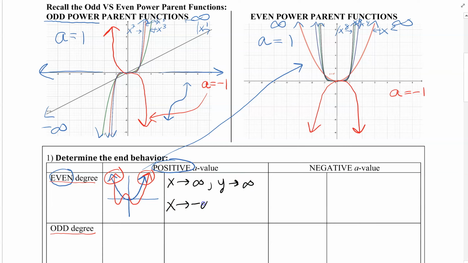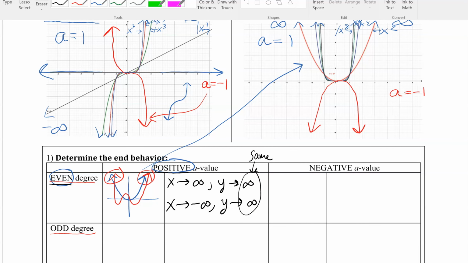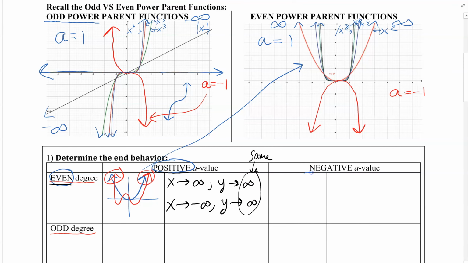Now for the left end, that's when x is approaching negative infinity. The y values are still going up, so y is still approaching positive infinity. So these are the same, right? Same. So when you have an even degree, you will have same end behaviors. If the a value is positive, both ends are pointing up. Now, we looked briefly at when the a value is negative. It basically takes that parabola and makes it face down.